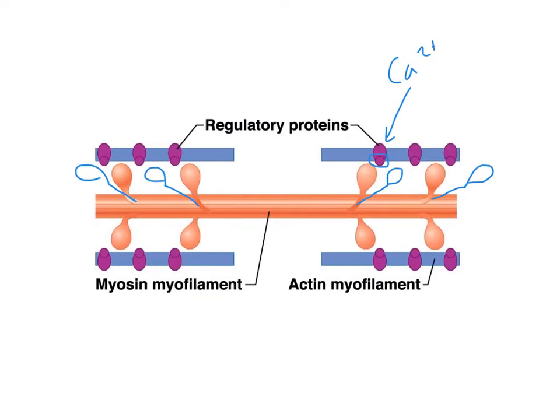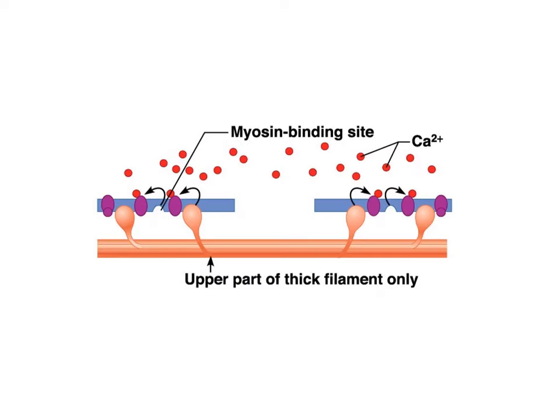Once that attachment occurs, actually I think it's on the next page, so I'm going to show it to you. Okay, I got a little bit ahead of myself. So there's the calcium floating around inside of the cytoplasm. Calcium attaches to these regulatory proteins, which moves them along the actin and opens up the binding sites for myosin to bind to actin.